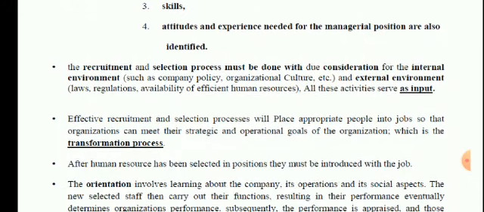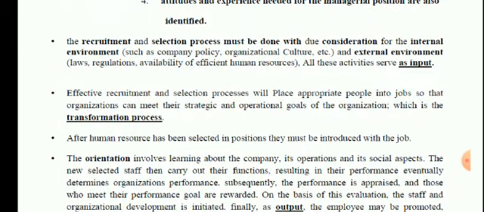Then, after human resources have been selected for positions, they must be introduced to the job. So what do you have to do? Training, and for that we need orientation. Orientation involves learning about the company policy, the organization culture, its standards, its legacy, its operation and social aspects.